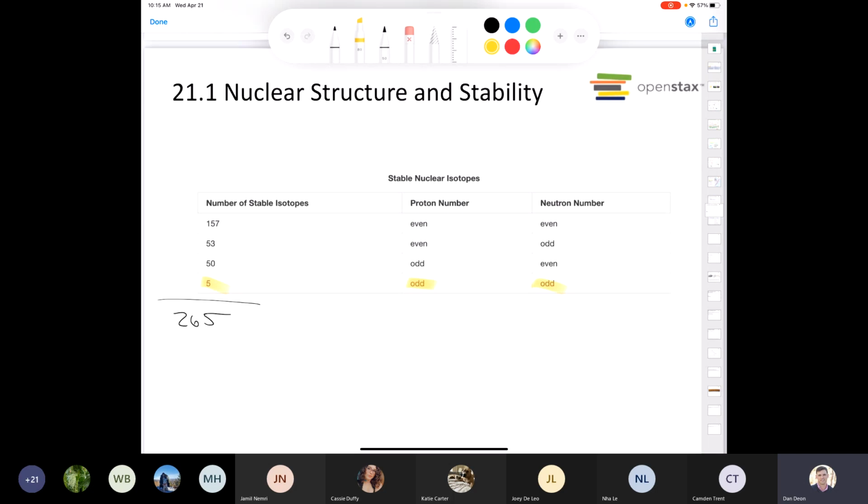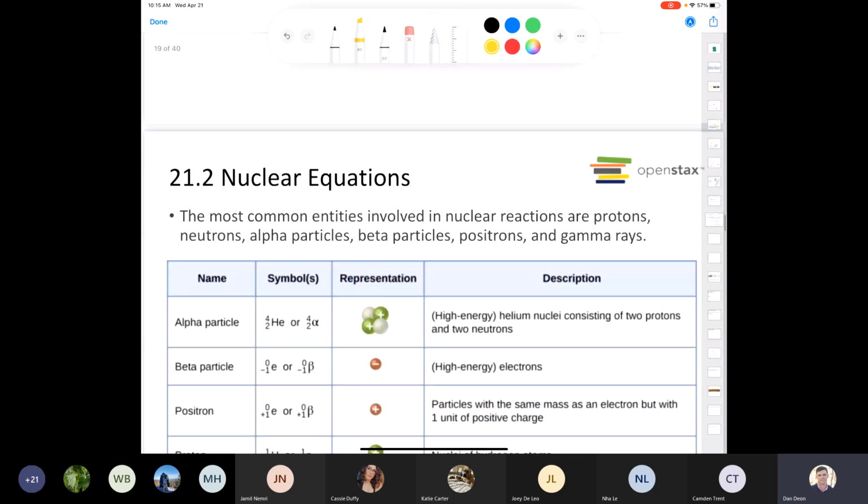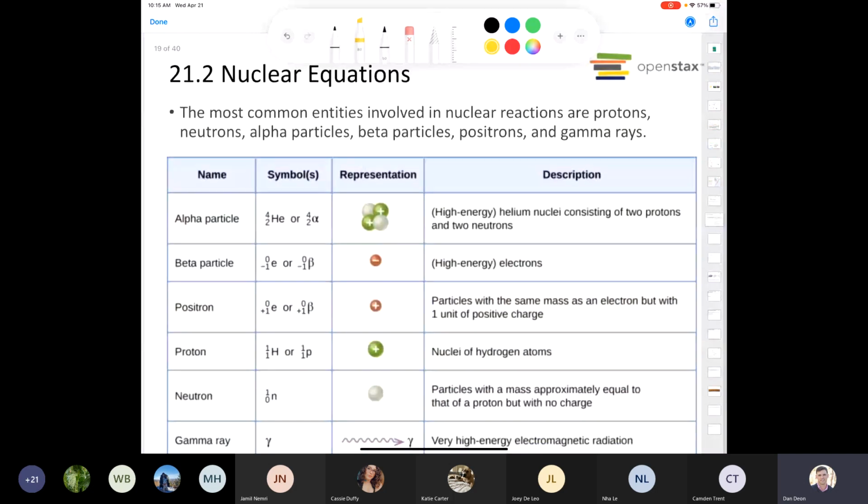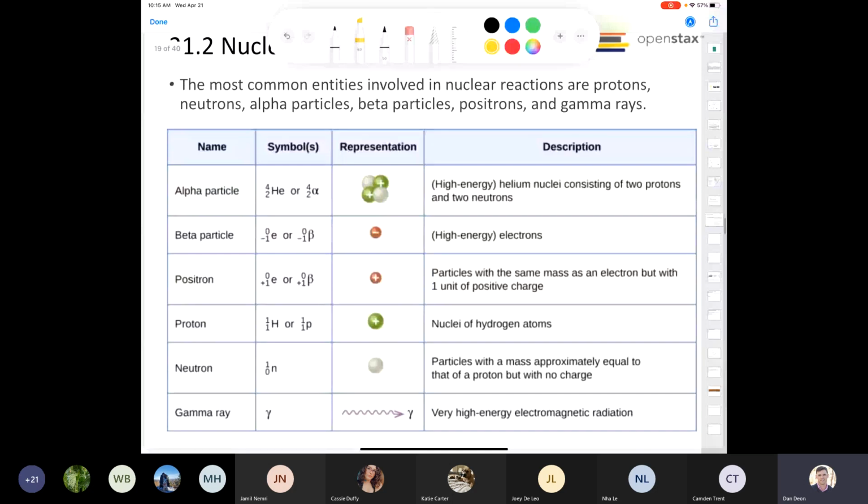All right, well, that covers the section on nuclear stability and nuclear structure. Let's move on to section 21.2, which deals with nuclear equations. This is a much shorter section, but you need to be aware of the types of common entities. I was going to say particles, but they're not all particles. The types of common entities that are involved in nuclear reactions.